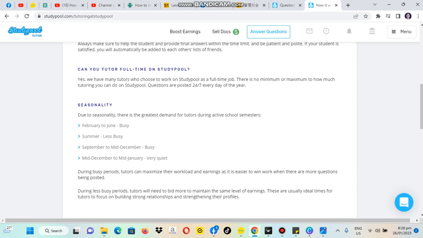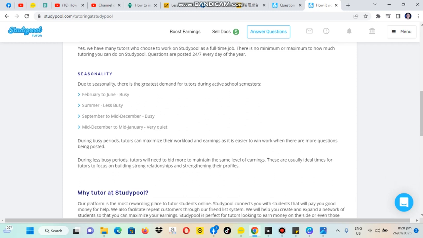So this is the seasonality. February to June it's busy. Summer is less busy. September to mid-December it's busy, and December to January very quiet. During the busy periods, tutors can maximize their workload and earnings, as it is easier to win work when there are more questions being posted.